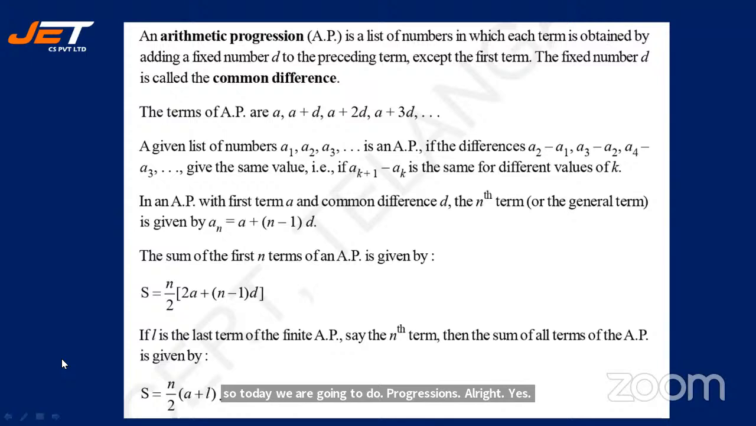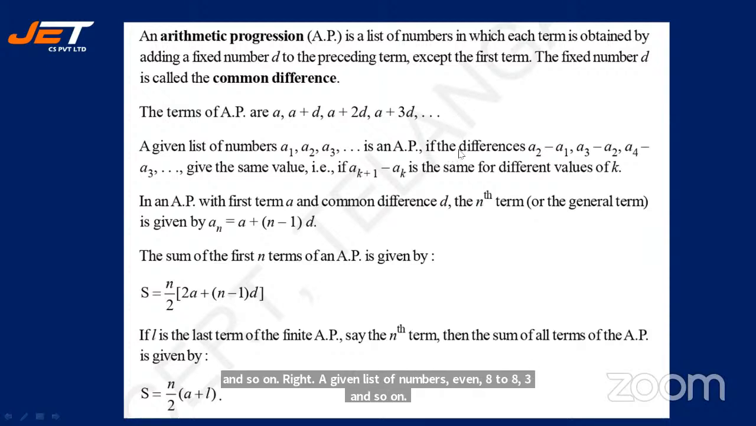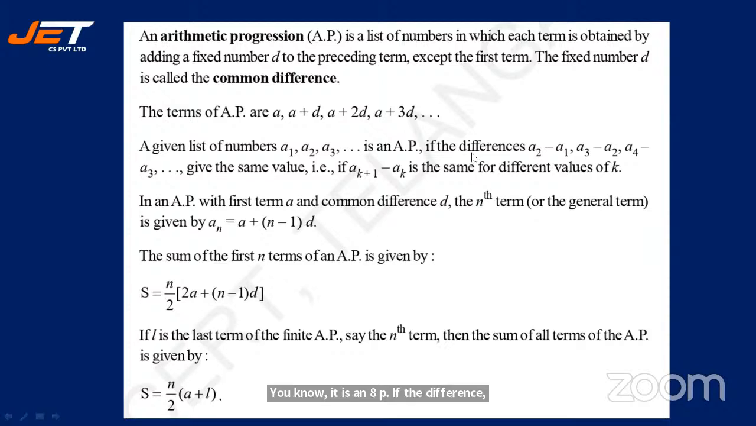Let's quickly revise what is AP, that is arithmetic progression, because here we'll be using these formulas. It is a list of numbers in which each term is obtained by adding a fixed number D to the preceding term except the first term. The fixed number D is the common difference. The terms of an AP are a, a plus d, a plus 2d, a plus 3d, and so on. A given list of numbers a1, a2, a3, and so on is an AP if the difference a2 minus a1, the second number minus the first number, is equal to the third number minus the second number.